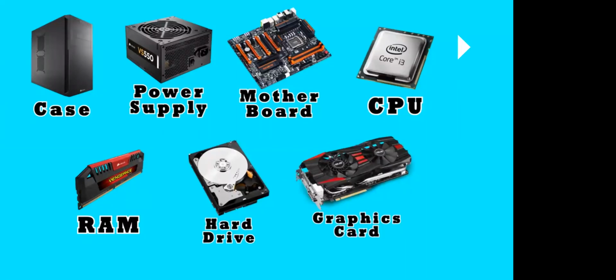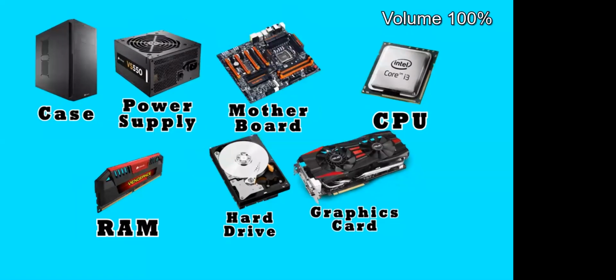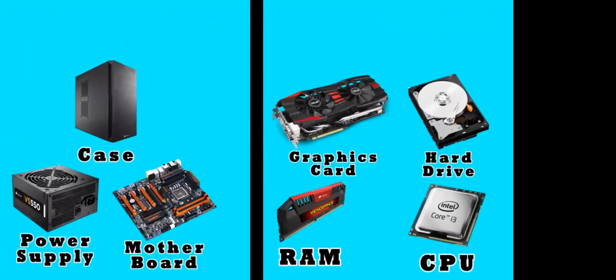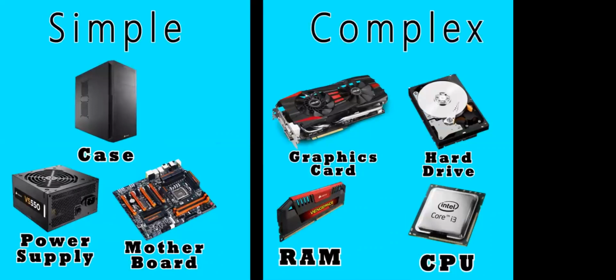A computer may seem daunting at first, so let's separate these into 2 categories: the simple ones and the more complex ones. So we can divide it into two main types. One is simple components and the other is complex components.